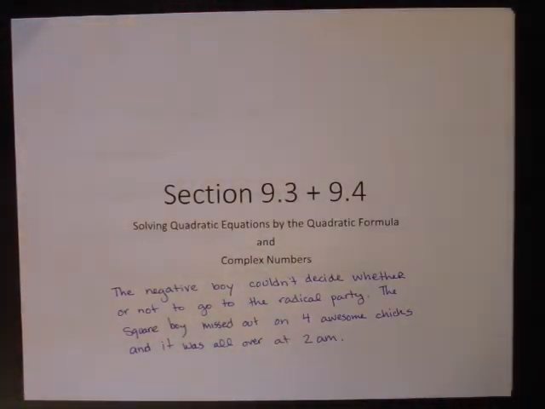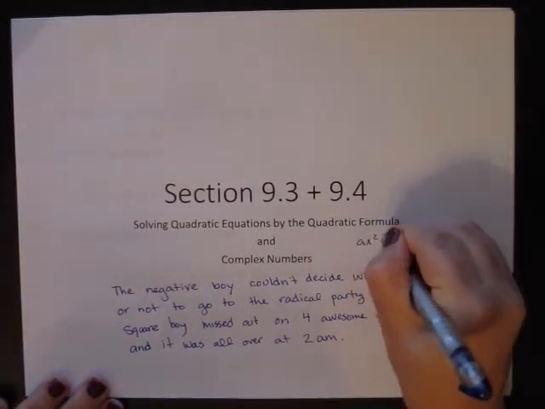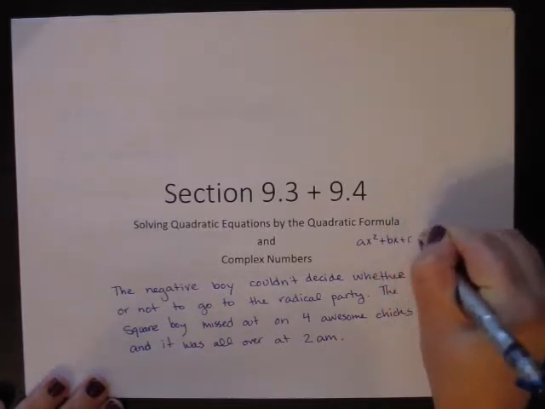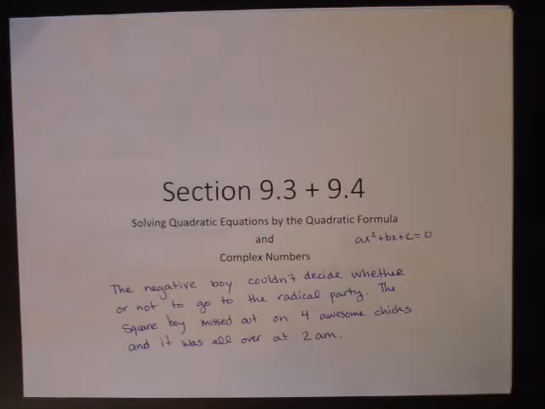Alright, so now what we're going to do is look at sections 9.3 and 9.4. We're going to be solving quadratic equations by the quadratic formula, and we're going to look at complex numbers. Remember that ax squared plus bx plus c equals 0 is my standard quadratic equation, and when I'm trying to solve it, it's going to be equal to 0.